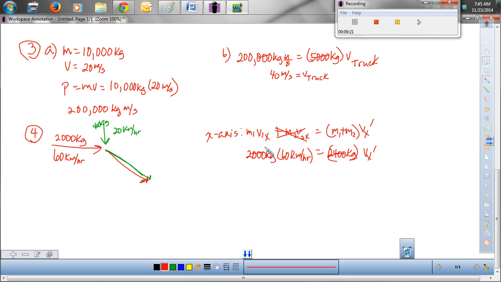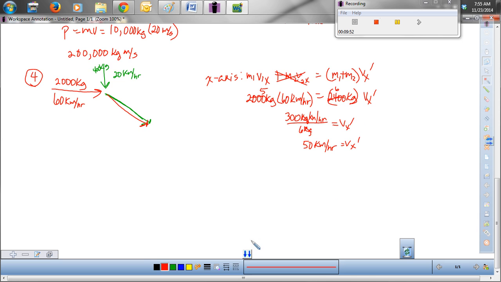These will reduce. If you divide both of those by 4, you'll get a 5 here and a 6 here. So I have 300 kilometers per hour divided by 6 kilograms. Vx prime is 50 kilometers per hour. I'm going to pause it for a minute and check my math. So that was fine. Now we need to do the y-axis.